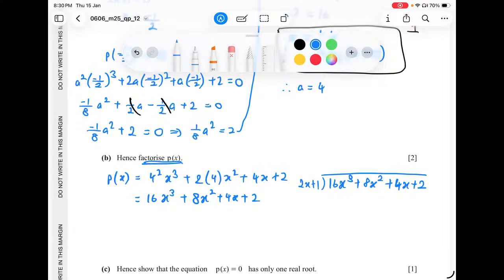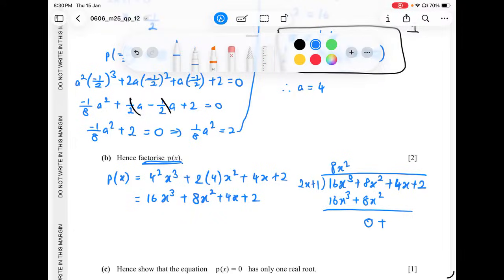So now what you do is you just find what you need to multiply with to get 16x cubed. You need to multiply this 2x times 8x squared to get 16x cubed. You saw how I got 8x squared, because you're multiplying the first term, which is 2x, with some term which gives you 16x cubed. So that is 8x squared. And then this 8x squared, you can just write it. You multiply it with 1, you get 8x squared.